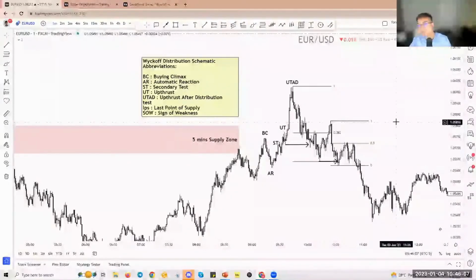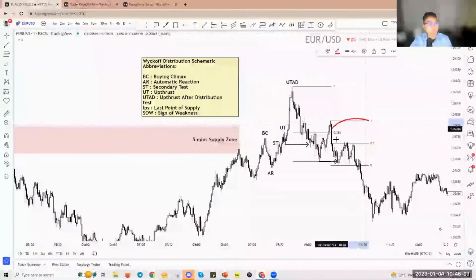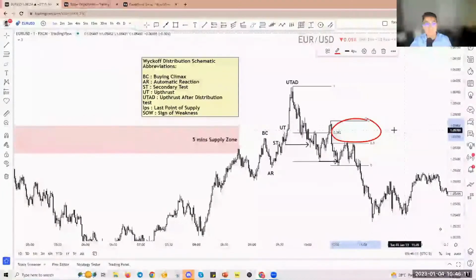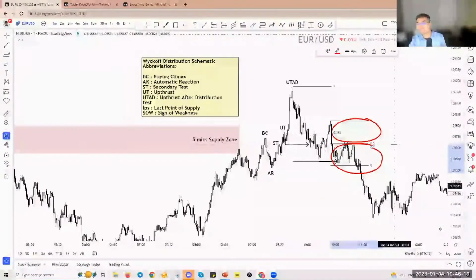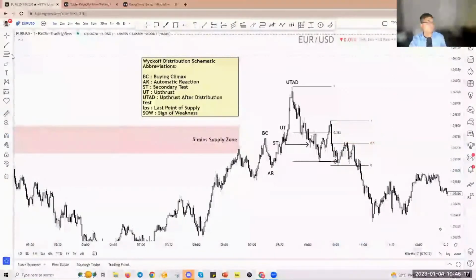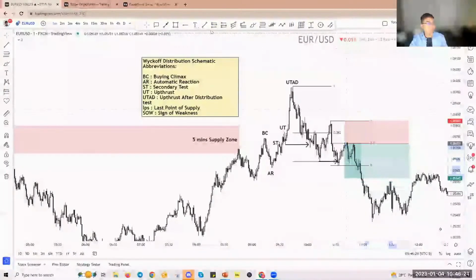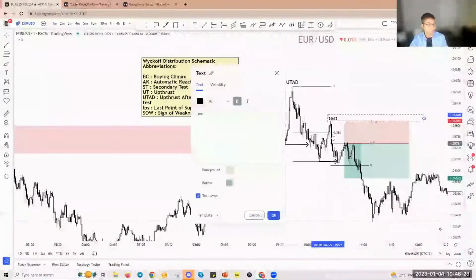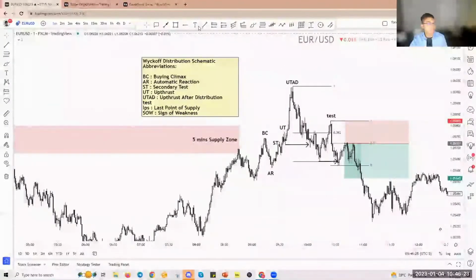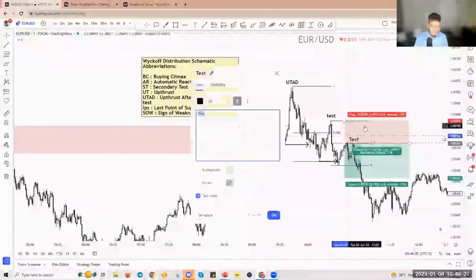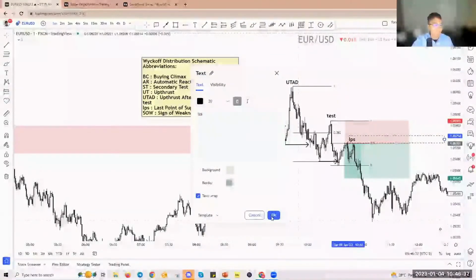Why 50%? Because anything above right here is the discounted area. Anything below is the premium area. So all of us, we like discounts in our life. We like to buy things cheap. So you can take a short position, stop loss above. Oh yeah, I forgot to mention this area is the test, and we are entering on the last point of supply, LPS.